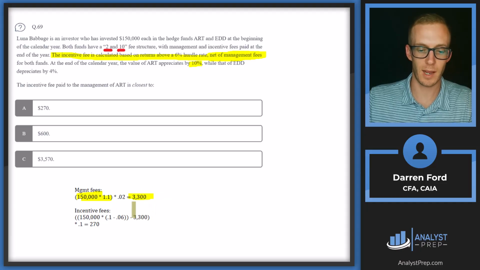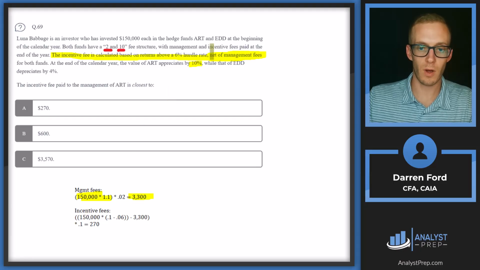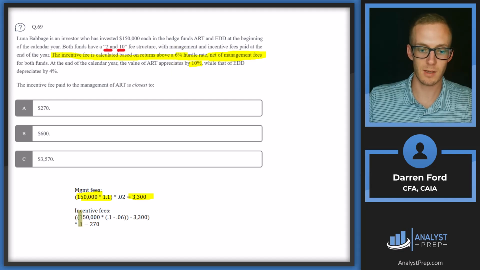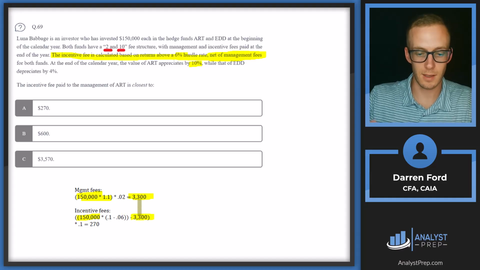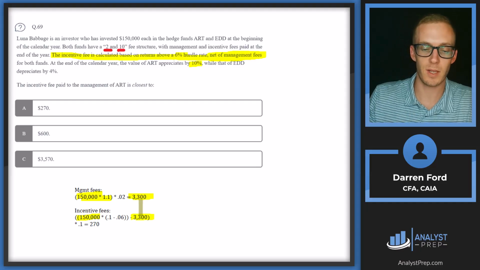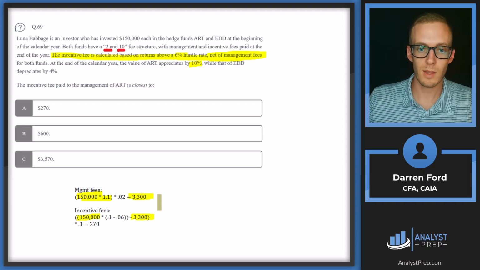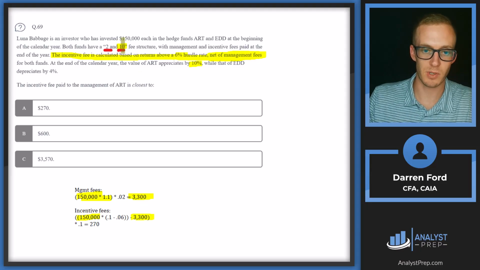So then our incentive fee, we're going to have to subtract this out to get that. So the profit above our hurdle rate of 6% is going to be 10% minus 6% times 150,000. And then we need to subtract out that 3,300 to get the net of management fee, and then multiplying that by the 10% fee structure or incentive fee on profits. Which gives us $270, which is going to line up right here with answer A.